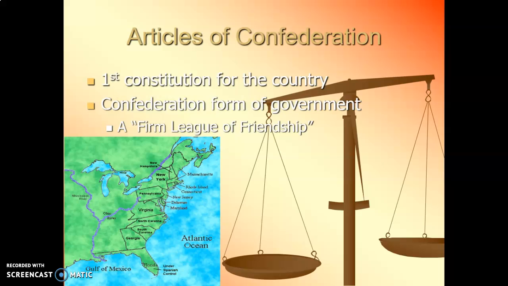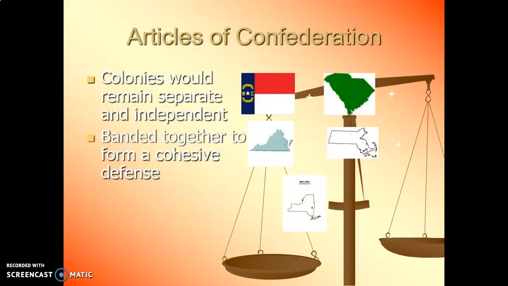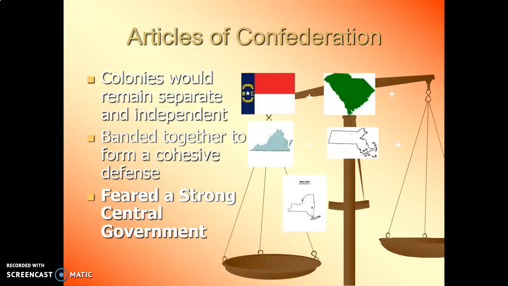It's a confederation form of government, meaning a firm league of friendship. Colonies would remain separate and independent. They only banded together in a cohesive defense in case of emergencies. This was done on purpose because, keep in mind, our founding fathers, the colonists, had fought against a strong central government, so they feared a strong central government such as Britain.